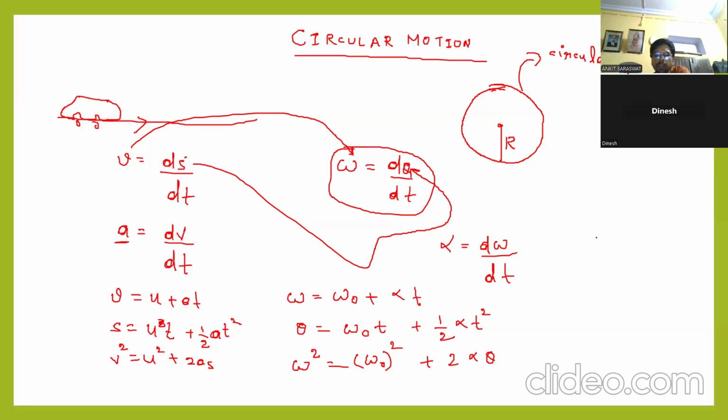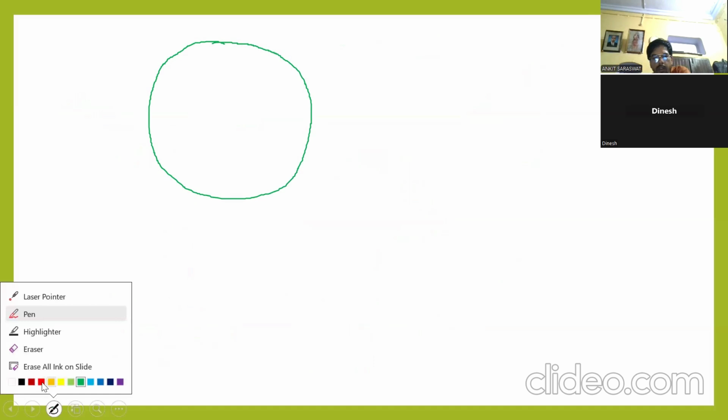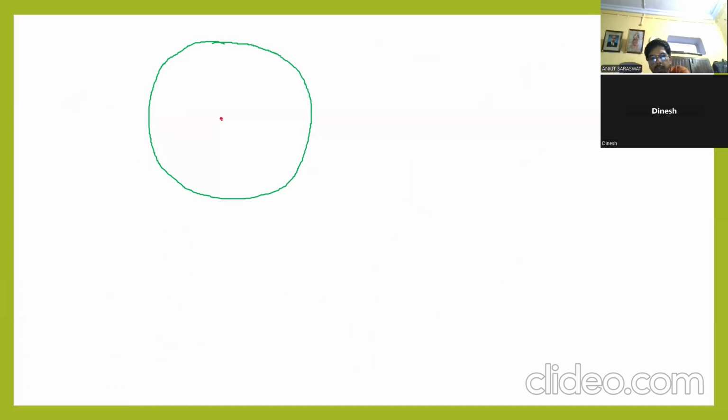Now what is omega? What is angular displacement? Let us understand with the help of this example. When a particle is moving in a circular path, let us suppose this is the center of the circular path, and this is the radius. Clear? And this is the particle, having mass small m.